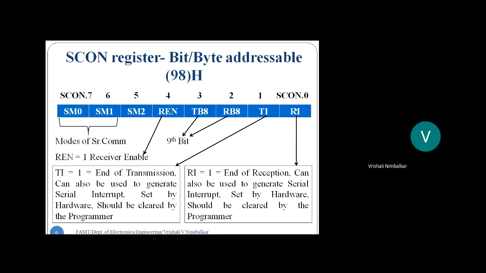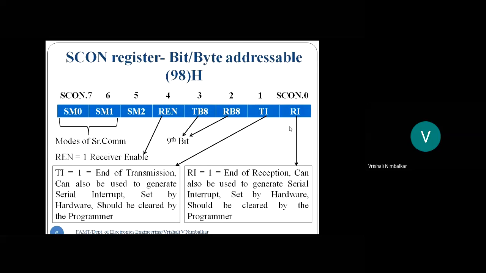SCON.0, that is RI. RI stands for receiver interrupt. If this bit is 1, it means the reception is completed, end of reception. So if RI is 1, the reception operation is completed. If the bit is 0, the microcontroller is still receiving data. Whether the microcontroller has finished the reception or not, the checking can be done in 2 ways.